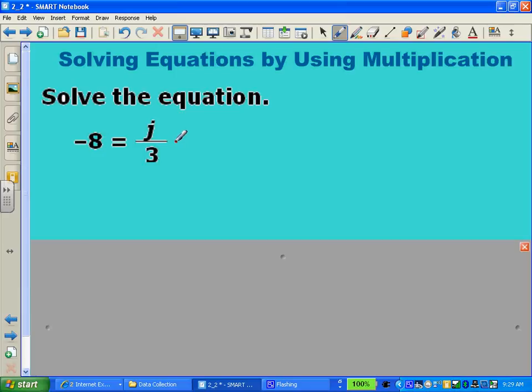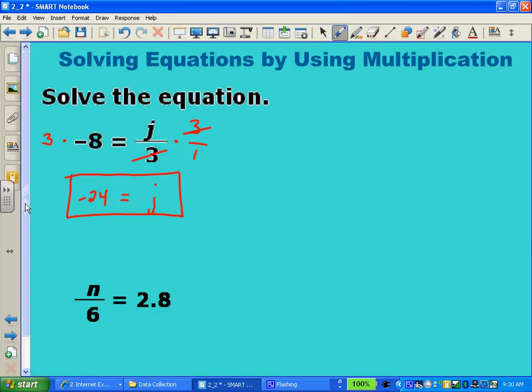So what I'm going to do is multiply by 3, and whatever I do to one side, I have to do to the other. So over here, if you think of this like fractions, you can see that the 3's cancel each other out. So we just have j. And then 3 times -8 is -24. So then we have j equals -24. Let's look at another one.